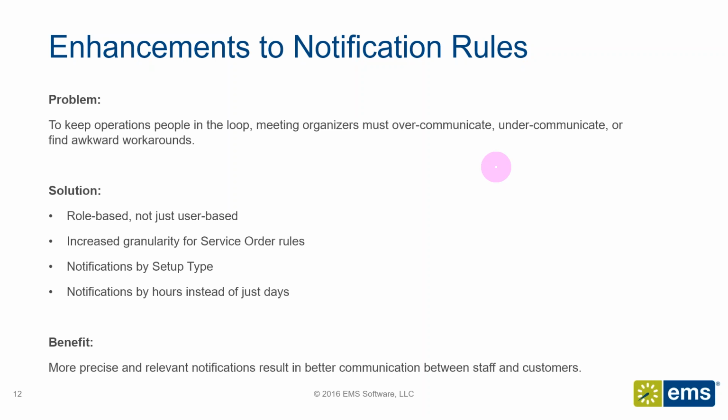What we've done to resolve some of these is creating a role-based notification system, not just a user-based. We've increased a lot of the granularity for the service order rules. We've included notifications not just by status, but also by setup type. And our notifications can now be reported in hours and not just days. So for those of you who have notification reports now, you'll find that the additional ability to schedule 3 hours prior to the meeting versus a day prior can be really useful within your system. I'm going to show you what that looks like as well.